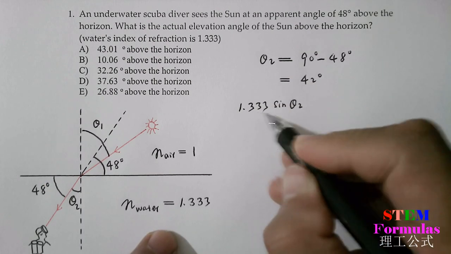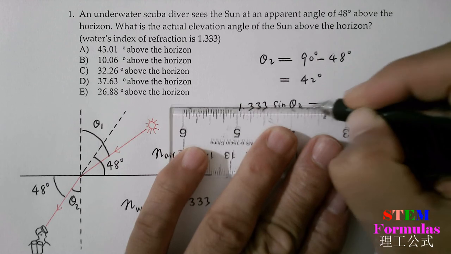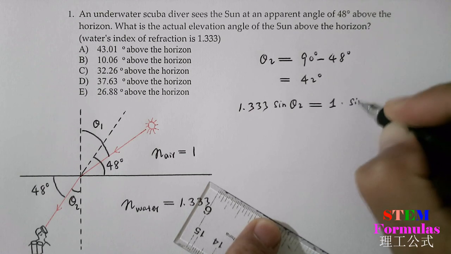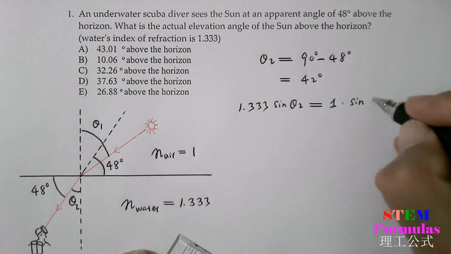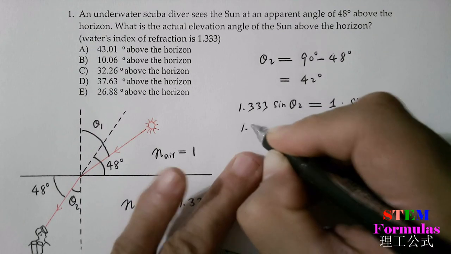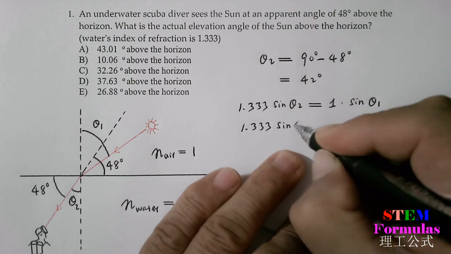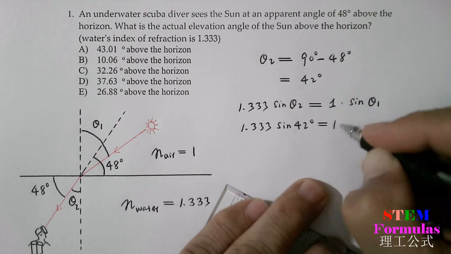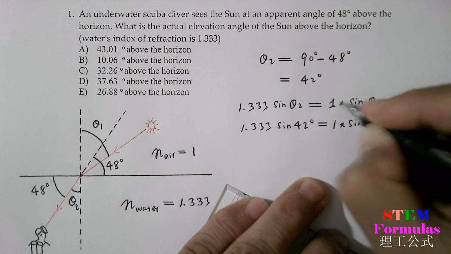So 1.333 times sine theta 2 equals 1 times sine of this angle, theta 1. So therefore 1.333 times sine 42 degrees equals 1 times sine theta 1.